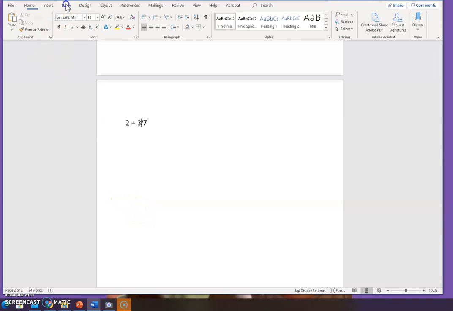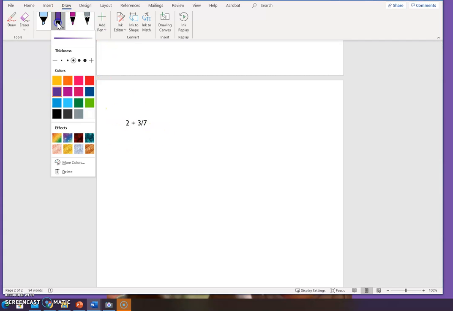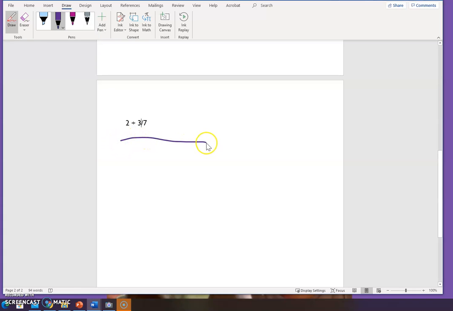And the first thing I'm going to do is model for you 2. Okay, the first number here is our dividend. It's what's going to be split up. And in this assignment, we're only going to be dealing with whole numbers to start. So I'm going to have 2 wholes, and I'm going to divide them into 3/7.